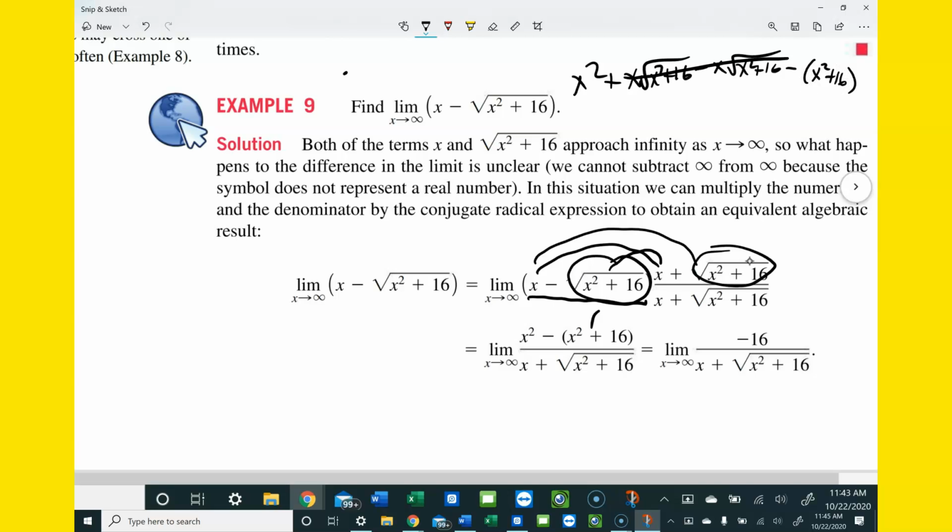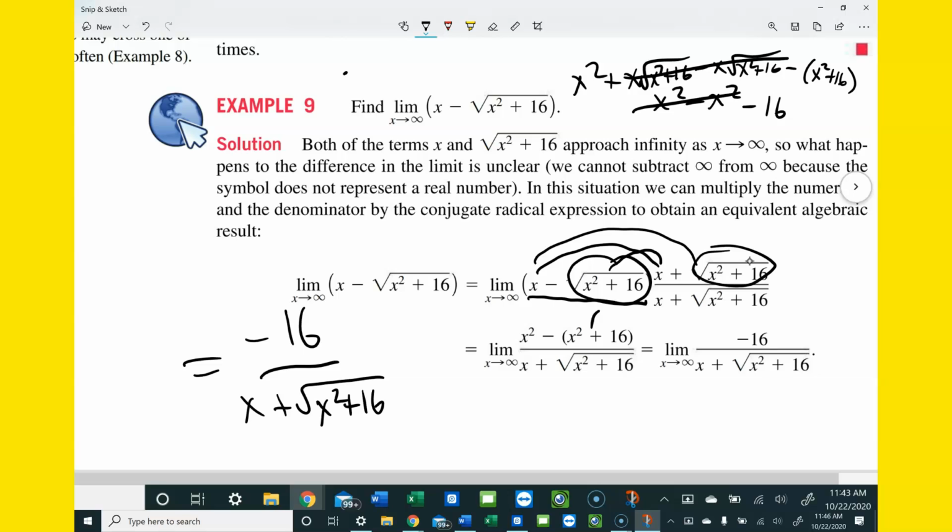Now obviously these terms in the middle cancel out. This becomes x squared minus x squared minus 16. That cancels out. So what do we end up with? We end up with negative 16 over x plus the square root of x squared plus 16. Okay, patiently we wait for what that means.